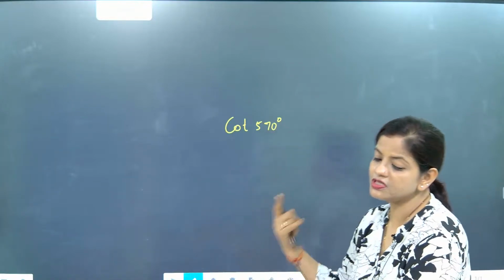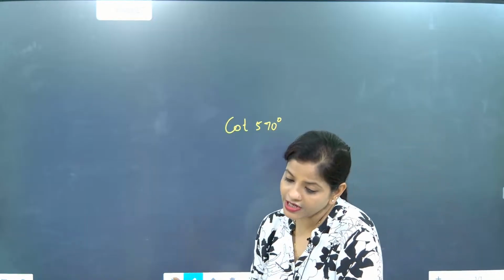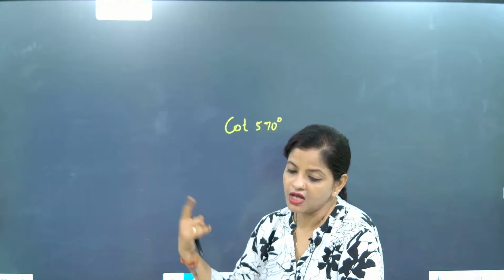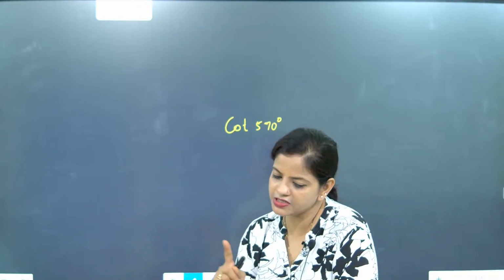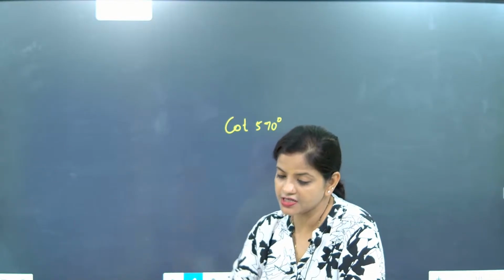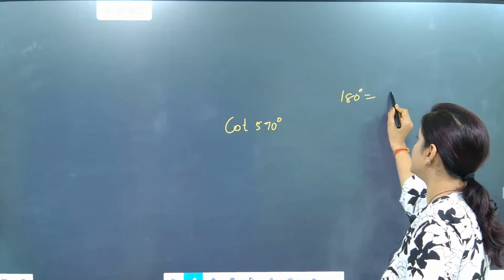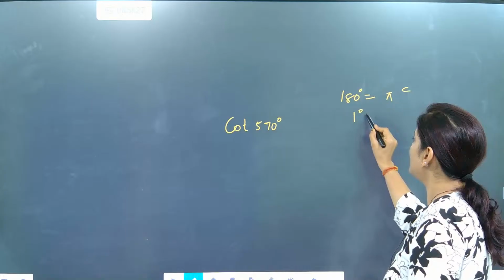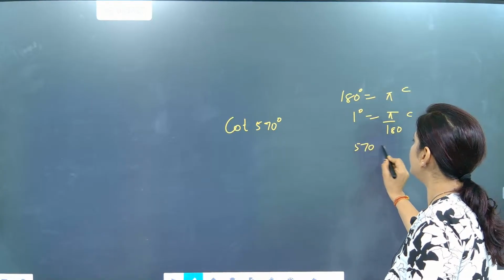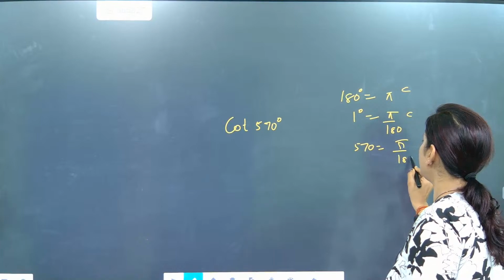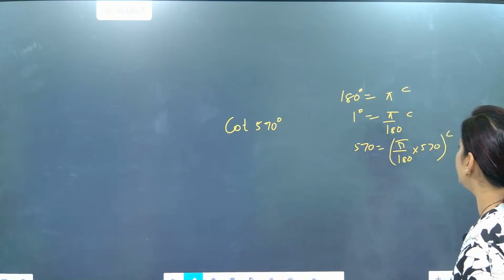So I will follow the standard format, because radian to value conversion is simple. Degree system is simple, auntie, but it is different. So we will go for radian system. What we will do, beta? We know that 180 degree is equal to pi radian. 1 degree will be pi by 180 radian. So 570 degree will be pi by 180 into 570. Now everything will come in radian system.